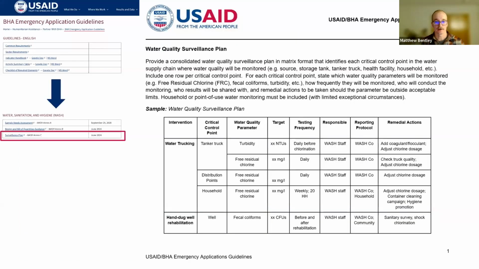You all are probably familiar with our water quality surveillance plan. This is part of our emergency application guidelines here at BHA. You can find this on our emergency application guidelines resources page. If you scroll down towards the end, I believe it's the second to last section, is on WASH. And so we have 3 WASH annexes there, and the third, WASH Annex C, is around the water quality surveillance plan. Next slide, please.